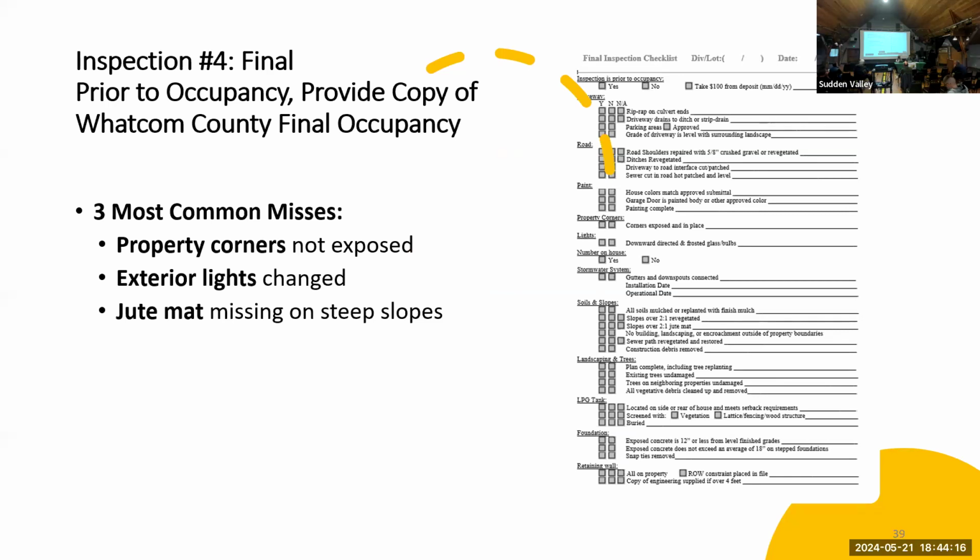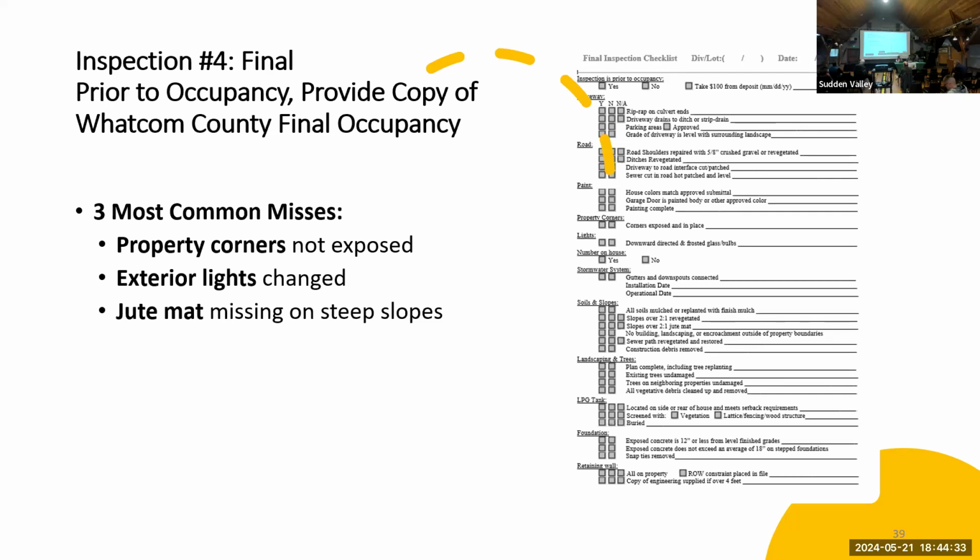Probably the 3 most common things that get missed are having their property corners exposed, so the rebar with a yellow cap on it. We need to observe those. If they are destroyed or obliterated during the course of construction, they do need to be reestablished by a surveyor.